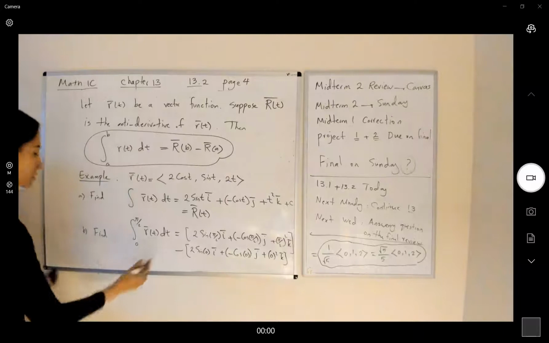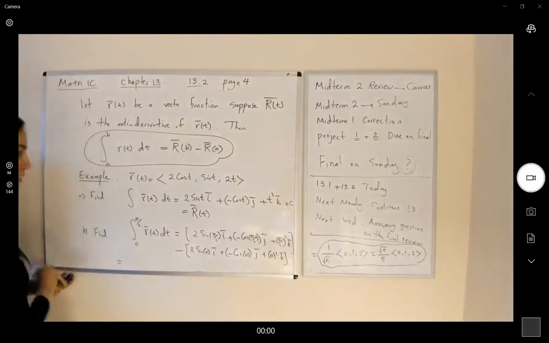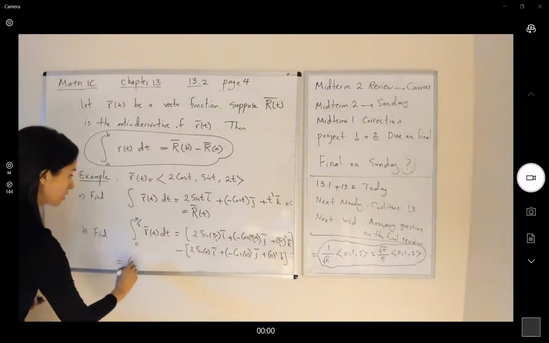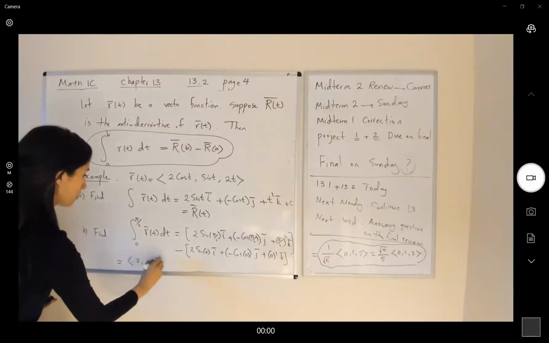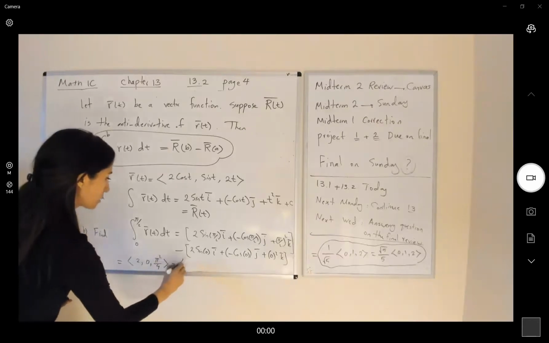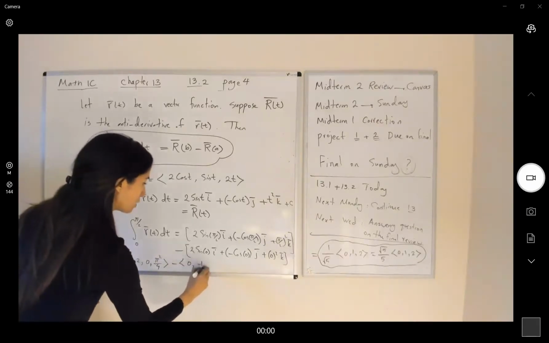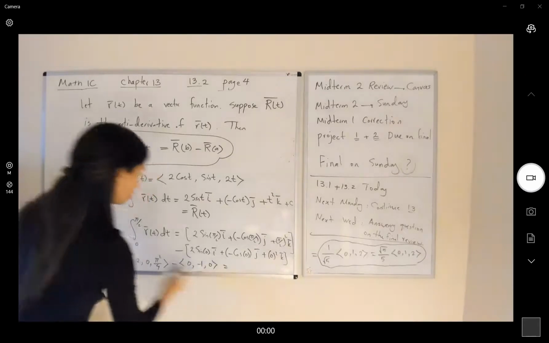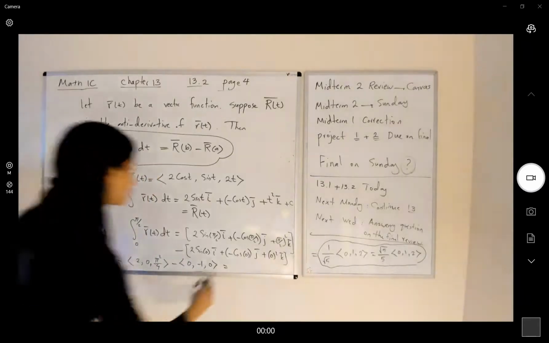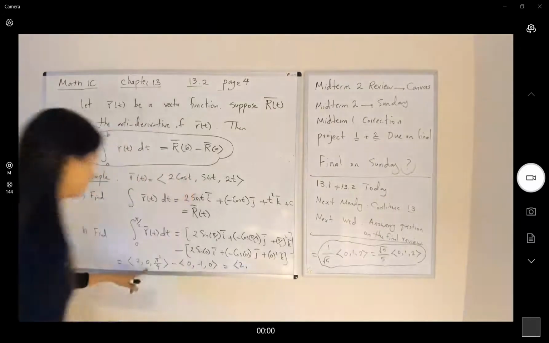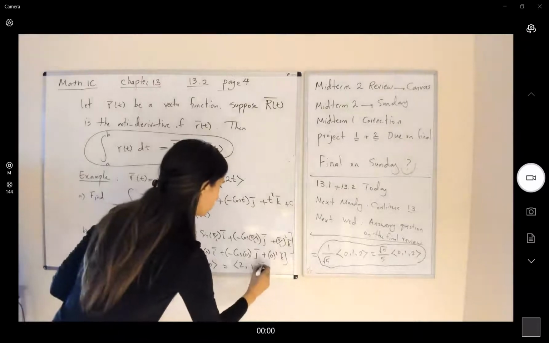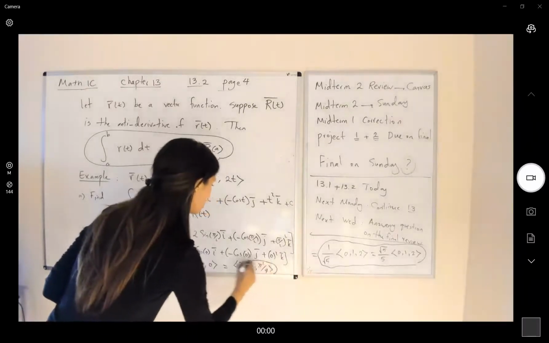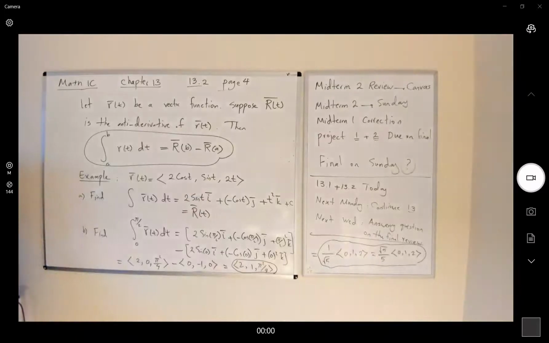Okay, let's simplify. The rest is just algebra. This is equal to, so the first vector is 2, 0, pi squared over 4, minus the second vector, which is 0, negative 1, 0, and in this case we subtract these two, and we get 2, 1, and pi squared over 4. This is your integral.